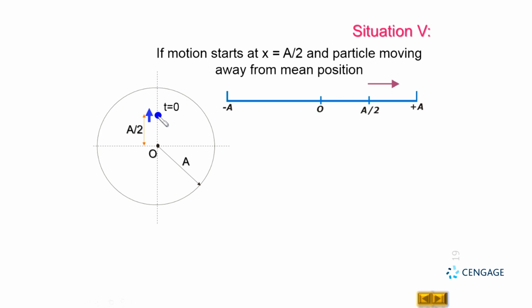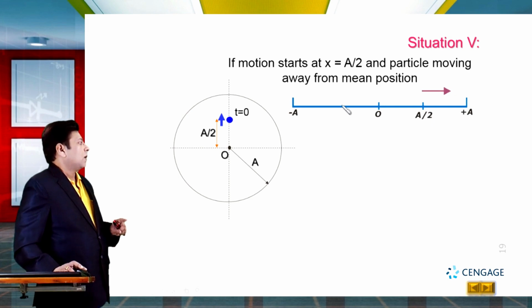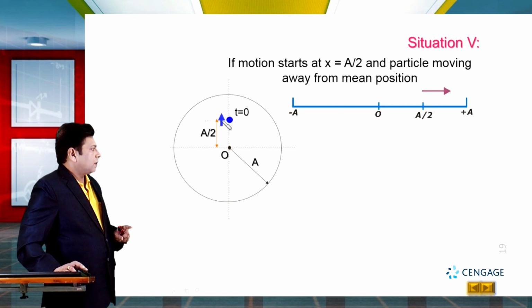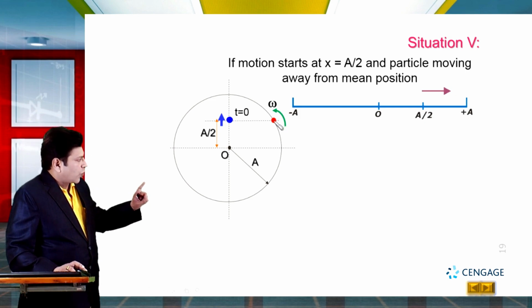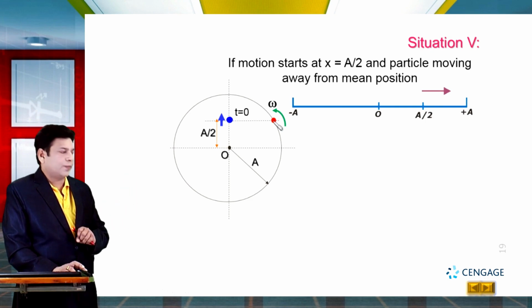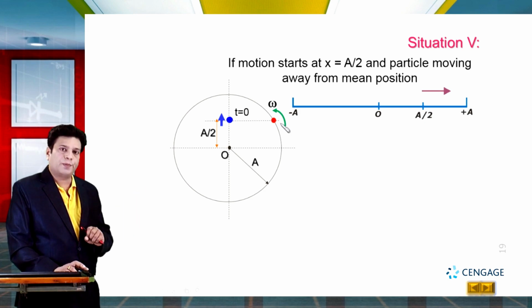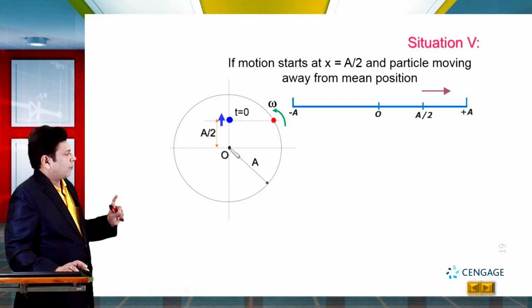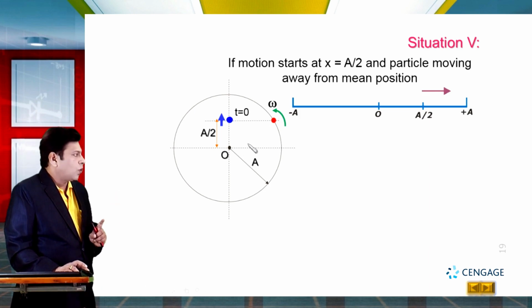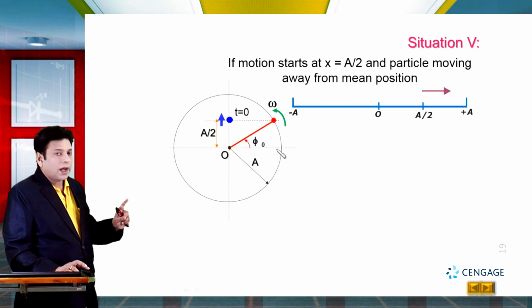Now we need to find the corresponding position of the particle on the circle. So we need to draw a straight line like this and it cuts the circle at this point. So this is the corresponding position of the point on the circle. That means in the circular motion, this particle starts rotating from this position in the counterclockwise sense. So this is the initial position on the circle. For finding the initial phase, we need to join this point to the center of the circle like this. Let us call this angle phi naught, the initial phase.